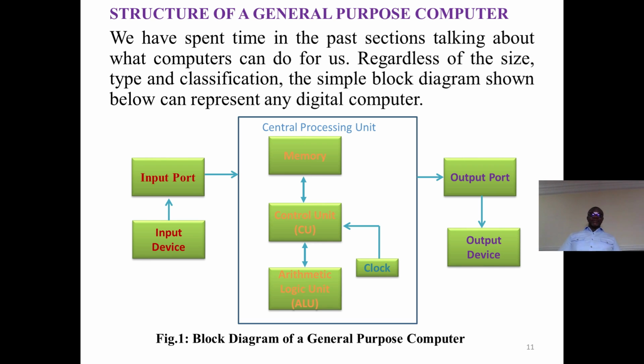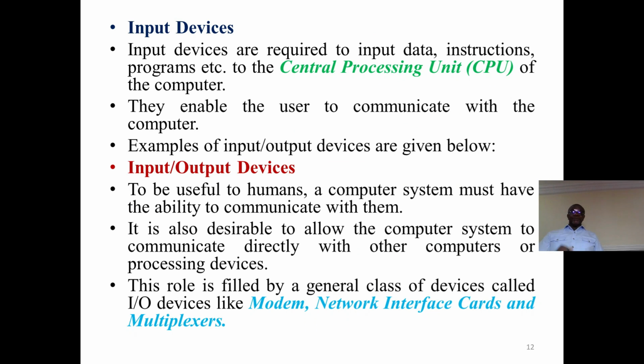Outside the central processing system, you have the input port, input device, output port, and output device, and these input output devices are put together and called the I/O system. So let's quickly look at the input and the output devices. In a later module, we will be looking at the composition of the central processing system. But quickly, outside the central processing system, we have the input and output devices.